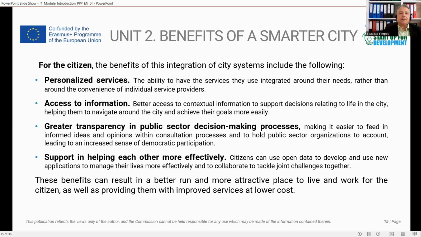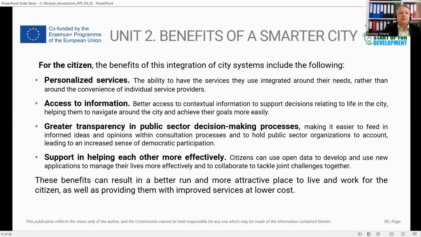Benefits of a smarter city. For the citizens, the benefits of this integration of city systems include the following: Personalized services, the ability to have the services they use integrated around their needs rather than around the convenience of individual service providers. Access to information: better access to contextual information to support decisions relating to life in the city, helping them to navigate around the city and achieve their goals more easily.